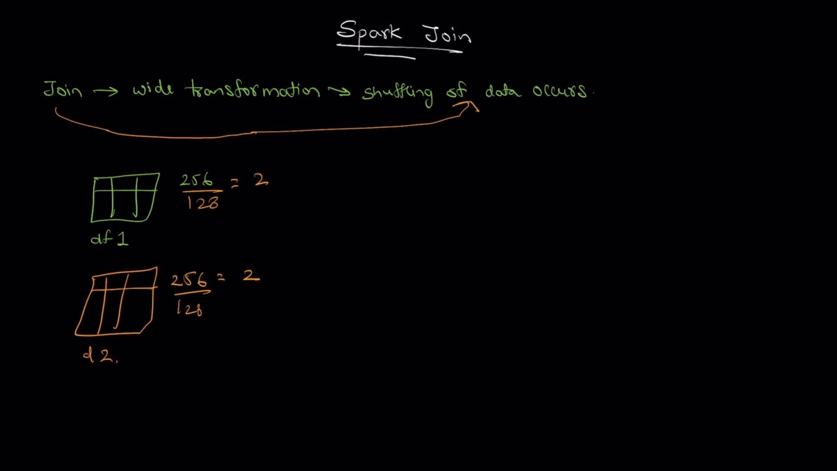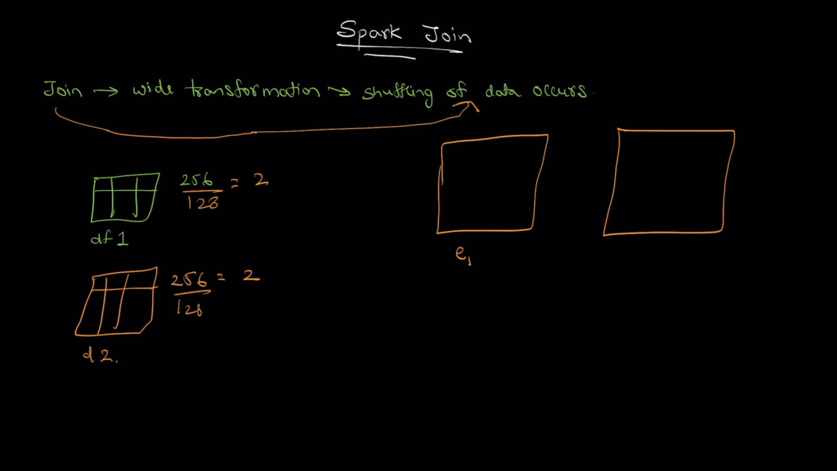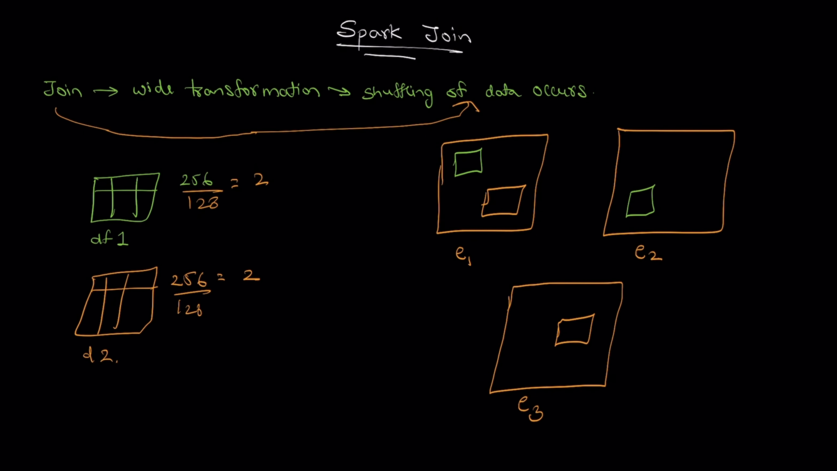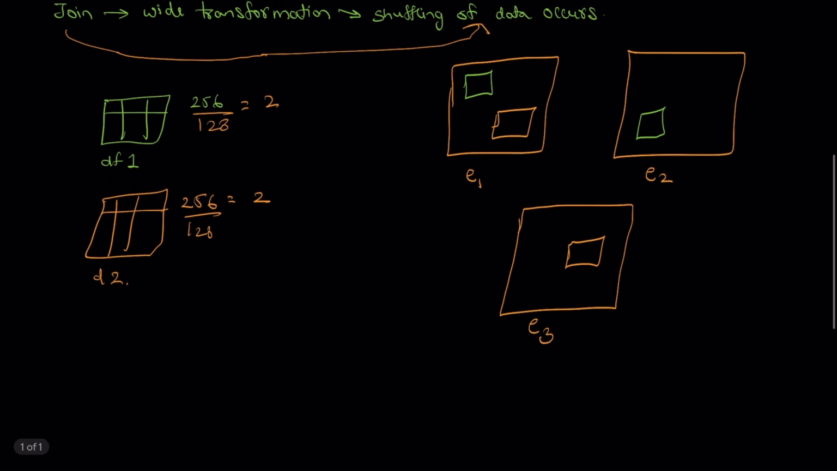Let's see how these partitions will look like in our executors. This is executor 1. This is executor 2. This is executor 3. So partition 1, partition 2 for data frame 1, and this is partition 1 and partition 2 for data frame 2. Now, as we have understood how our data is spread across the different executors, let's explain it more thoroughly with the help of data.